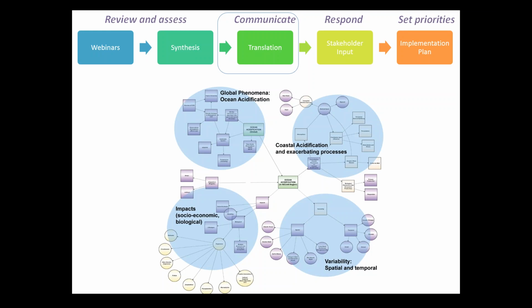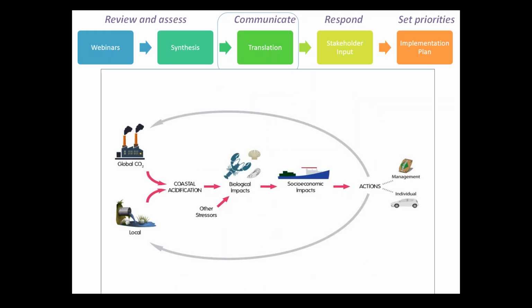It's still kind of complicated. You can actually boil this down even further to get something that is more simple to think about. So we have global acidification, we have local processes that are affecting coastal and ocean acidification. These have biological impacts, which are exacerbated by other stresses. These have socio-economic impacts, but there are things that we can do.